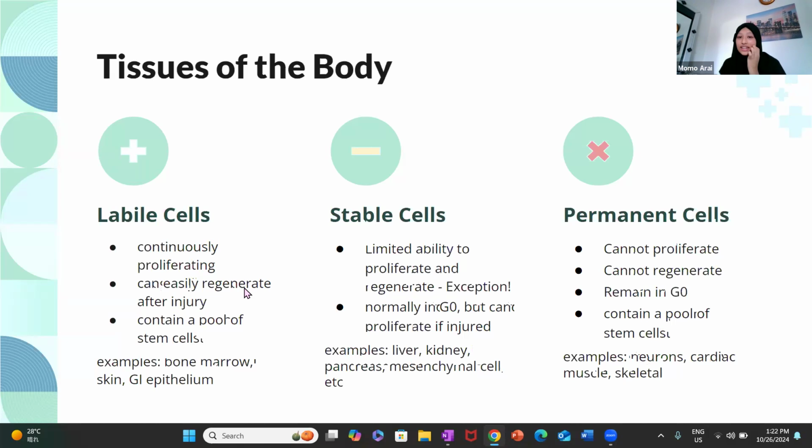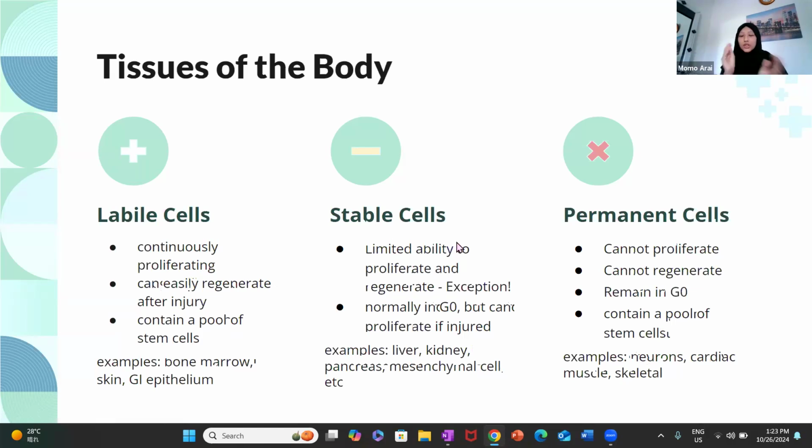See the terminology, it can regenerate. If an injury happens, the examples are bone marrow, skin, and your GI tract, your digestive system. All of these, if there's any injury, can go back to their normal state. Why is that? Because they have the ability to divide. We'll see now, they have a lot of stem cells and can go through the cell cycle many times, okay? Do you realize stem cells came up here? That's why it's important. There are a lot of stem cells in labile cells, and that's why they're able to go back to normal.